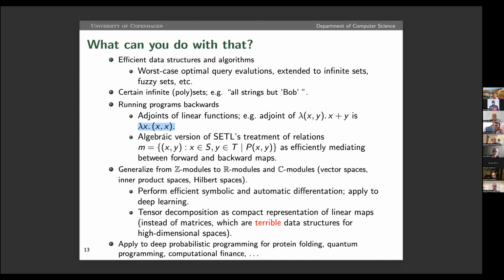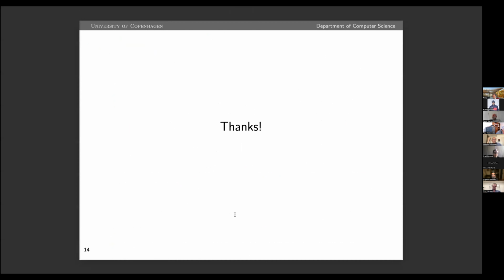And finally, this is actually an algebraic version of what Stettel cleverly tried by putting relations in the center, binary relations, and saying you can run them forwards from an x to all the y's, and you can run backwards from a y to all the x's. So this is basically what adjoints do in linear algebra. So you can generalize this to Hilbert spaces and then perform symbolic and automatic differentiation, express quantum computing, and use very efficient data structures for linear maps that are much, much better than matrices in most cases. And then apply. That's it. Thank you very much.